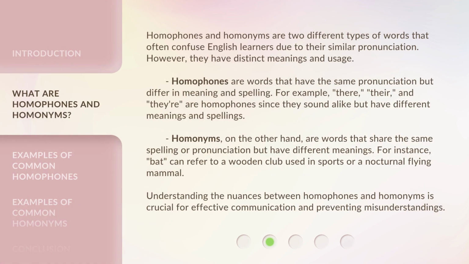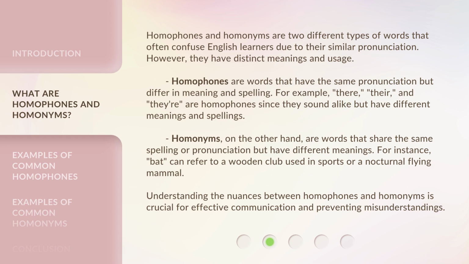Homophones and homonyms are two different types of words that often confuse English learners due to their similar pronunciation. However, they have distinct meanings and usage. Homophones are words that have the same pronunciation but differ in meaning and spelling. For example, there, and there are homophones since they sound alike but have different meanings and spellings.